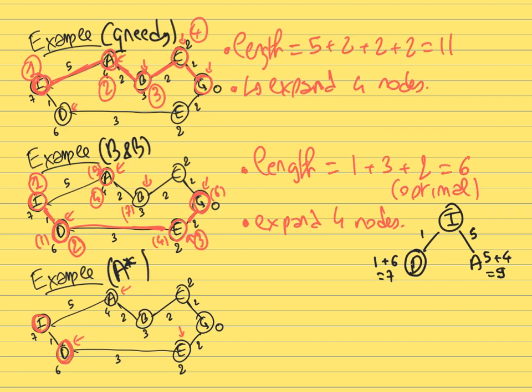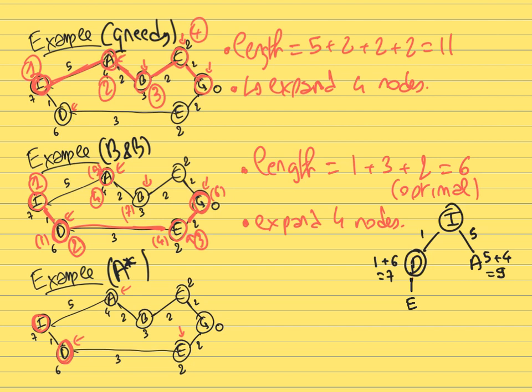If you expand the state D, that brings you now to the state E. You need to calculate the value of the cost function. In the case of the state E, you have traveled 1 to go from I to D, and you have traveled 3 to go from D to E.